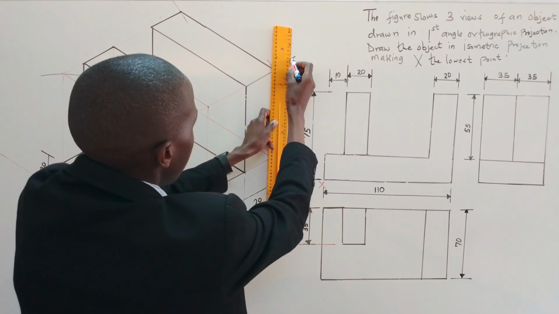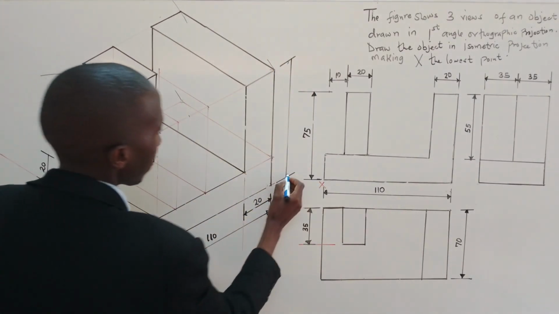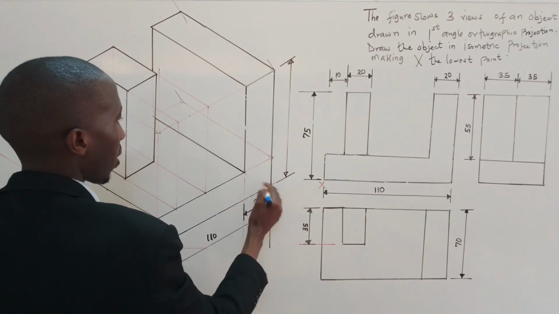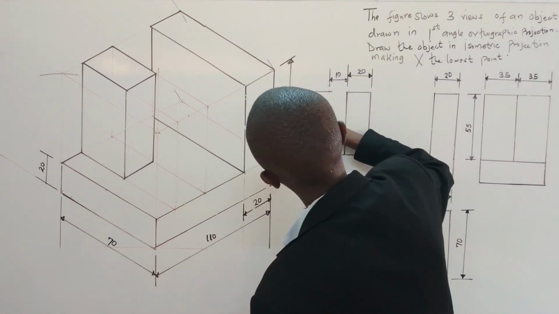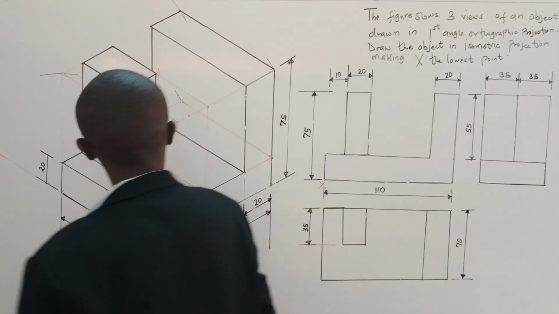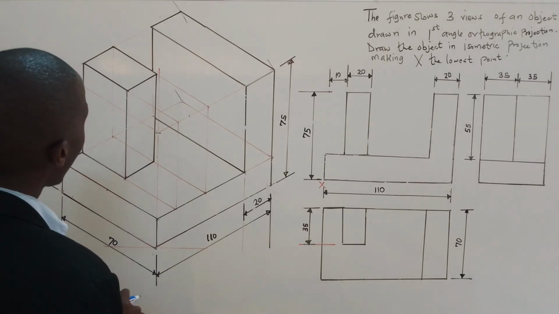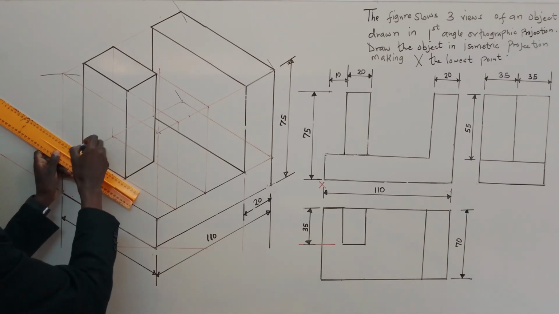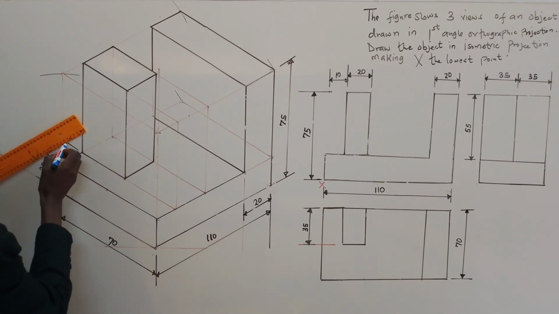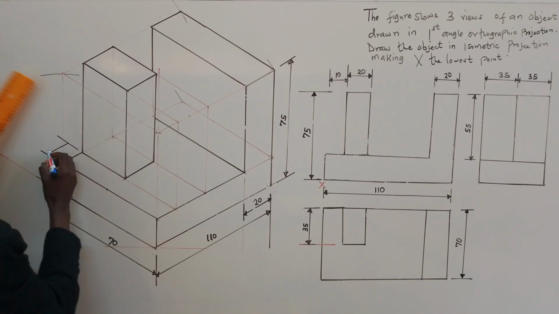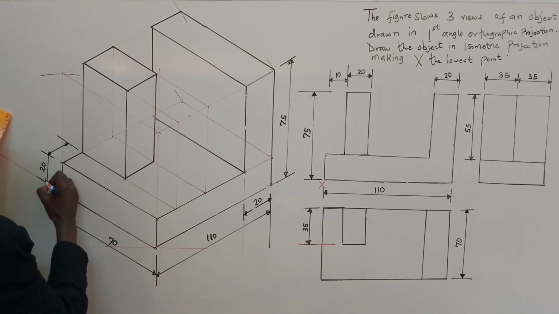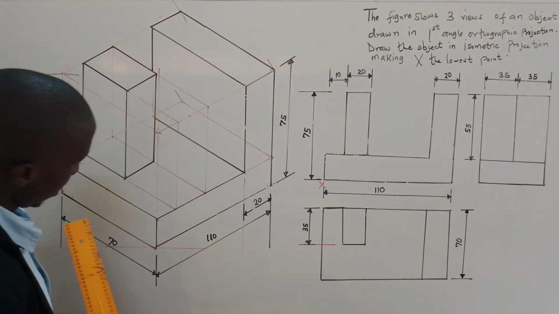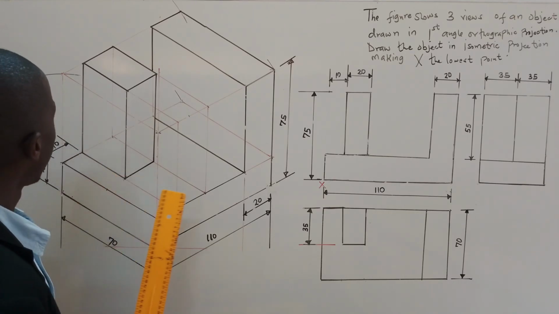So the measuring is very easy. You can just do it very fast. So this height overall was 75. So I will do 75 here. You'll dimension anything that is required, anything that gives information. So I have this here. Can have this one as 10. So this one is falling here. So I'll do 10.